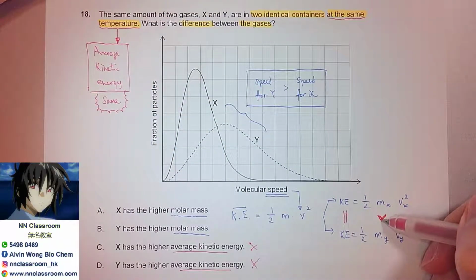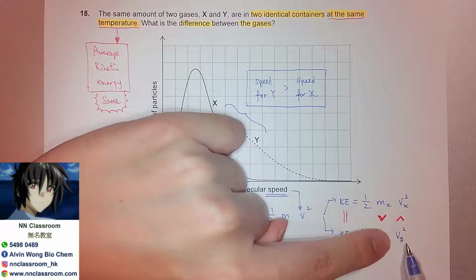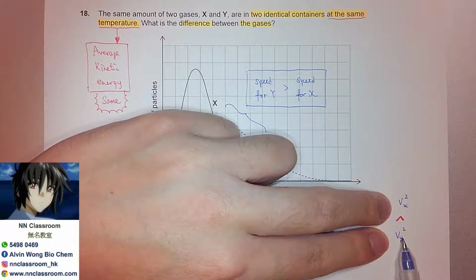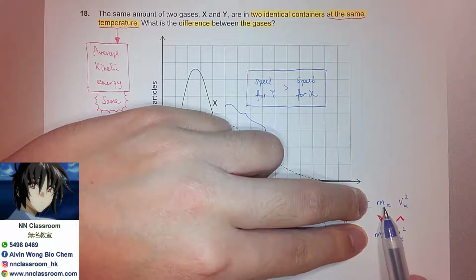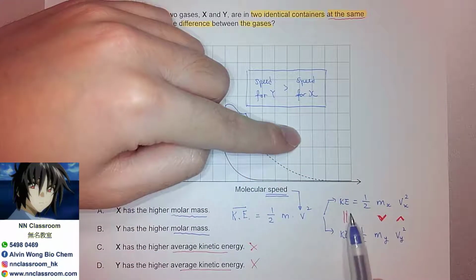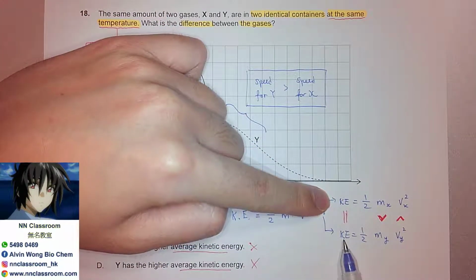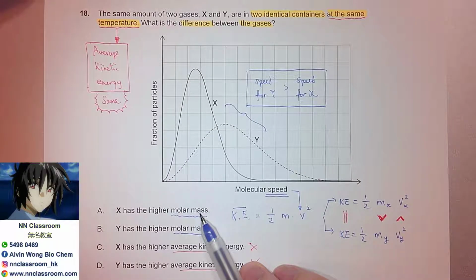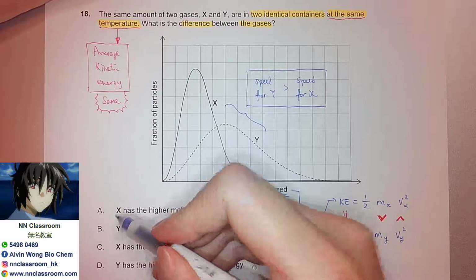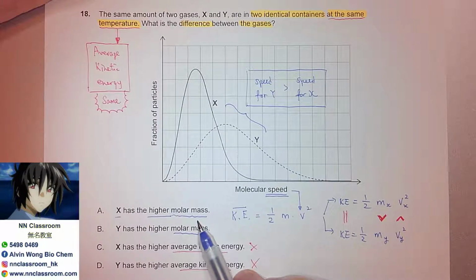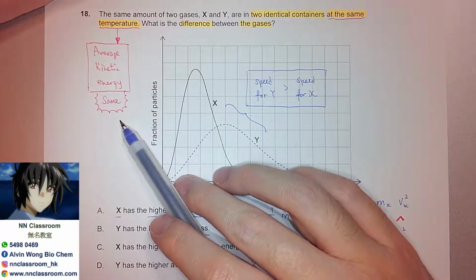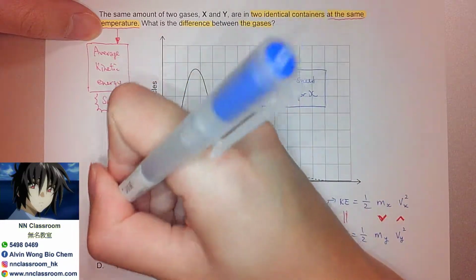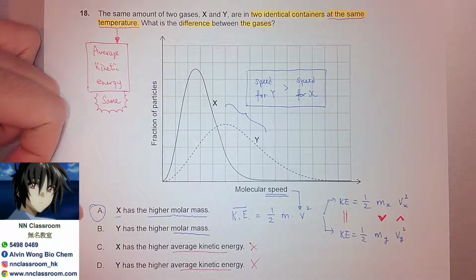This is just a simple mathematical expression. In one of the battles, the velocity wins, so in the other battle, the mass on the other side must win back. Otherwise, you cannot say they have the same kinetic energy. So we can deduce that the mass of X is bigger than the mass of Y, and this mass is the molar mass. At the end, X wins back for the mass value, so you can have the same kinetic energy at the same temperature. So the answer for this question will be A.